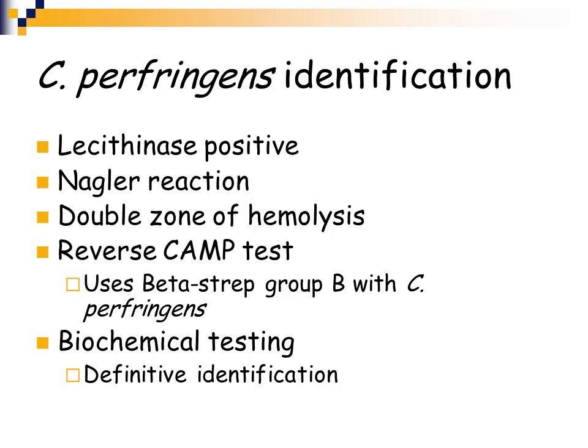On a blood-based agar, Clostridium perfringens forms a double zone of hemolysis. You can also do the reverse CAMP test where you will streak beta strep group B perpendicularly to your Clostridium perfringens and look for that enhanced zone of hemolysis. You can also do biochemical testing, which is your definitive identification method.